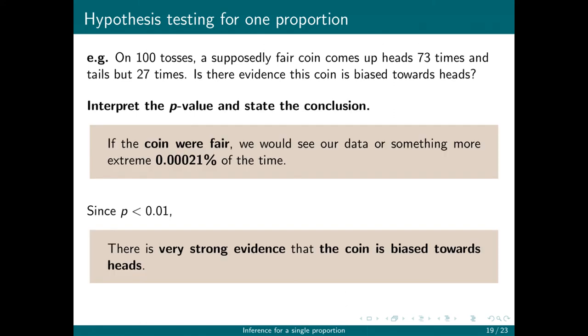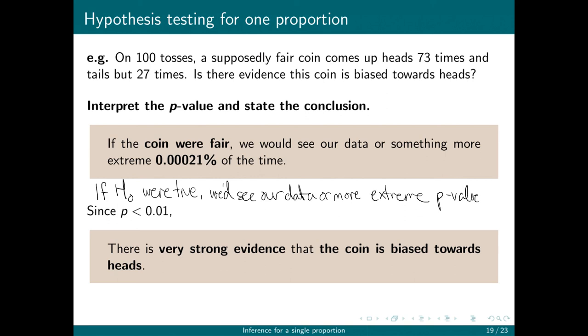All right, now it's time to finish our hypothesis test. The second to last thing that we do is interpret the p-value. The p-value is interpreted in the following way. We say, if the null hypothesis were true, we'd see our data or more extreme p-value times 100% of the time. It's really just a sentence that tells you what the p-value means.